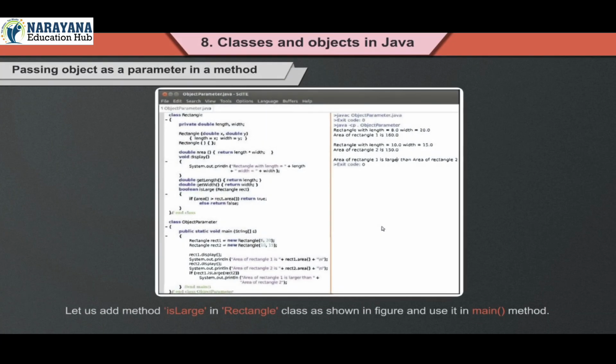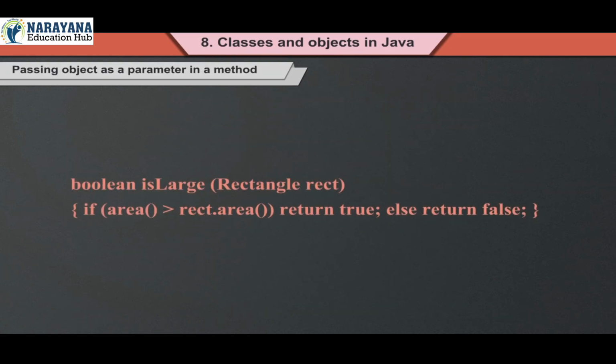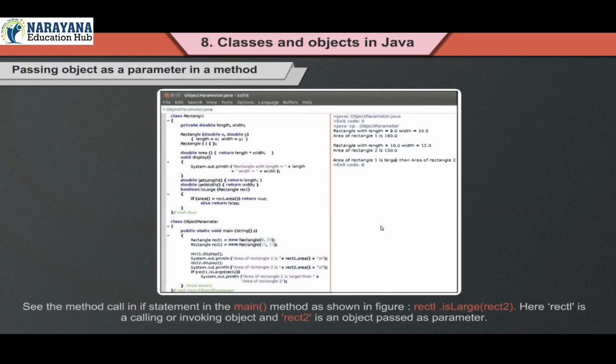Let us add method isLarge in rectangle class as shown in figure and use it in main method. boolean isLarge(Rectangle rect) { if (area > rect.area) return true; else return false; } See the method call in if statement in the main method as shown in figure. rect1.isLarge(rect2). Here rect1 is a calling or invoking object and rect2 is an object passed as parameter.